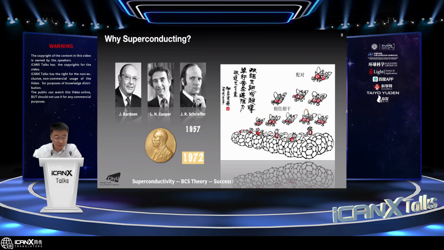So BCS theory successfully explained why we can have macroscopic zero resistance, the superconducting state. Because of this, 15 years after their series of papers, they were awarded the Nobel Prize. This is the first and so far the most successful model or theory in explaining why we can have superconductivity. And of course, this theory also has limitations.